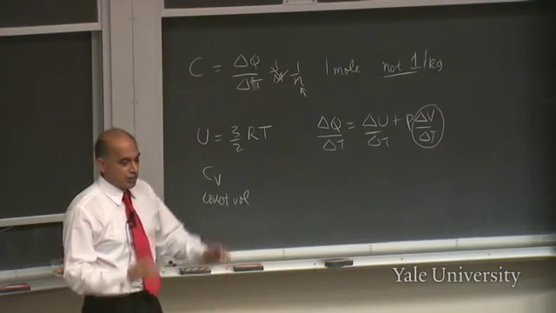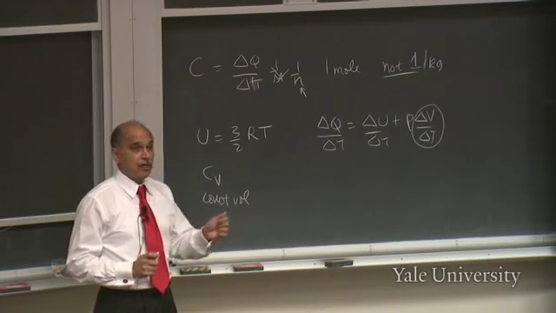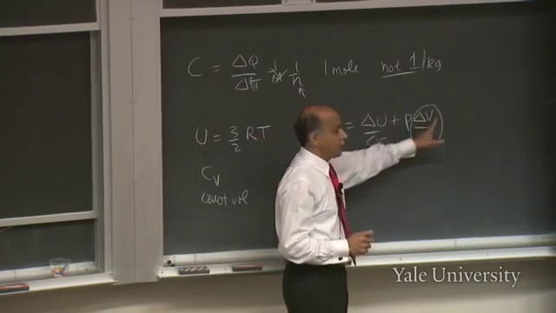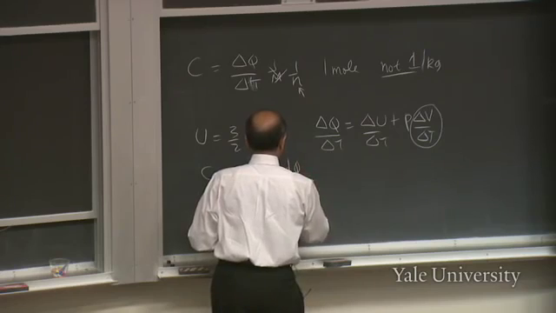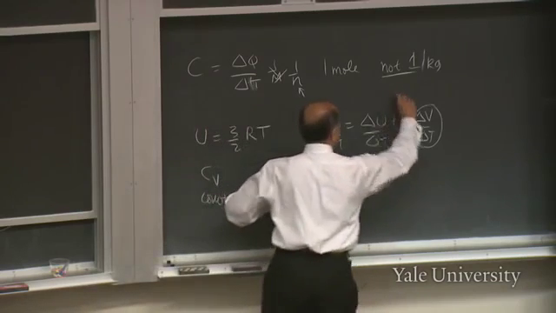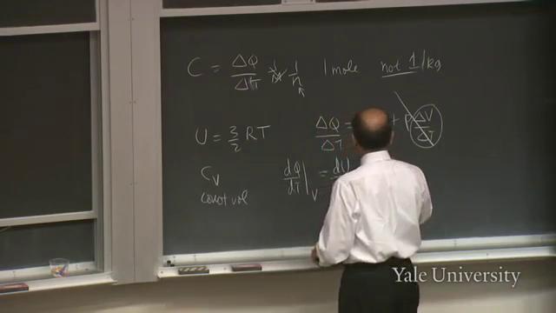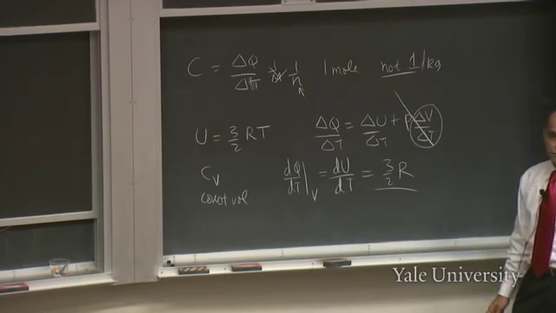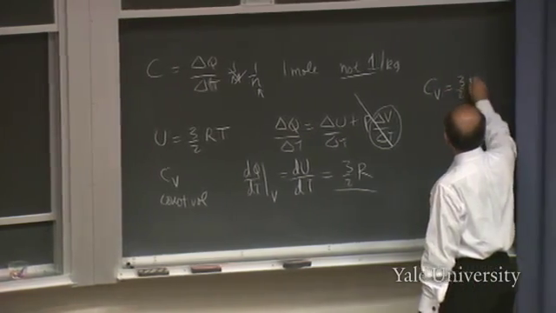You don't let the volume change. In other words, you take the piston and you clamp it. Now you pump in heat from below by putting it on a hot plate. All the heat goes directly to internal energy. None of that is lost in terms of expansion. So delta V is 0. In that case, delta Q over delta T at constant volume, we denote that in this fashion. At constant volume, this term is gone, and it just becomes delta U over delta T. That's very easily done. Delta U over delta T is 3 over 2 R. So the specific heat of a gas at constant volume is 3 over 2 R.